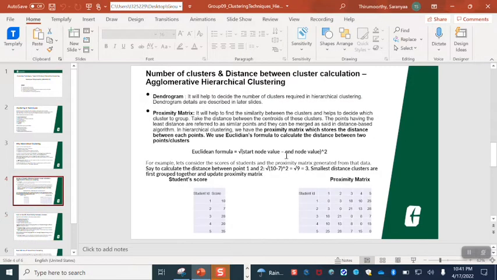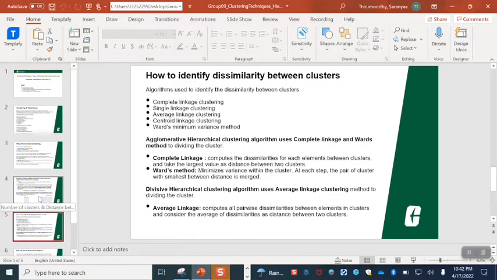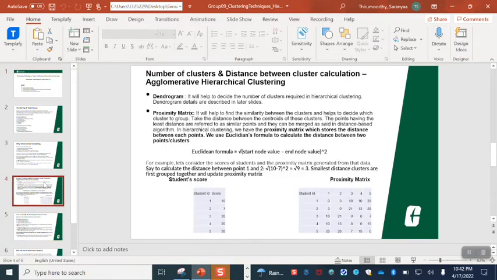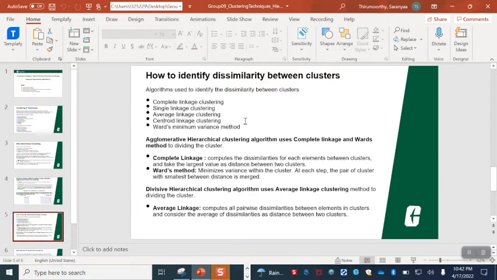Once we have calculated the distance between the clusters, we group the smaller distance values together to form the clusters, as said in the agglomerative hierarchical algorithms. Once we have found a way to group the similar clusters, we should also know how to identify the dissimilar clusters. There are certain techniques followed to identify the dissimilar clusters, which are the complete linkage clustering, single linkage clustering, average linkage clustering, centroid linkage clustering, and the Ward's minimum variance method.